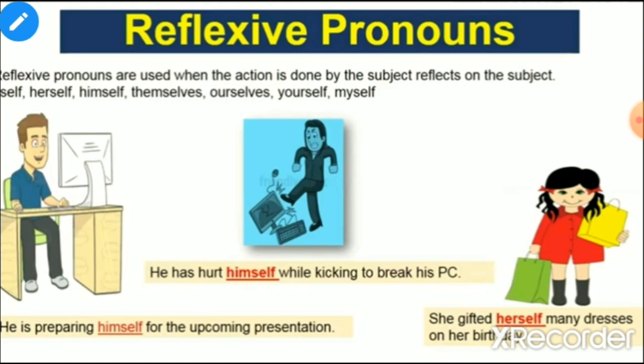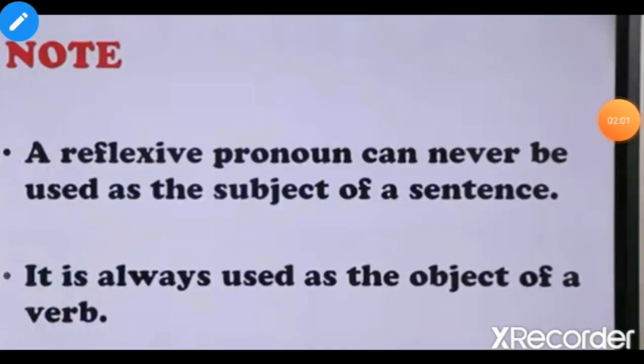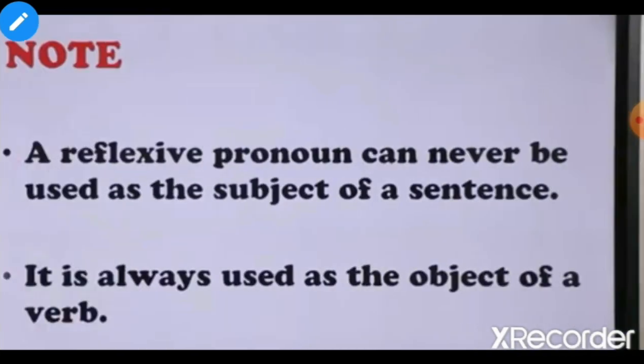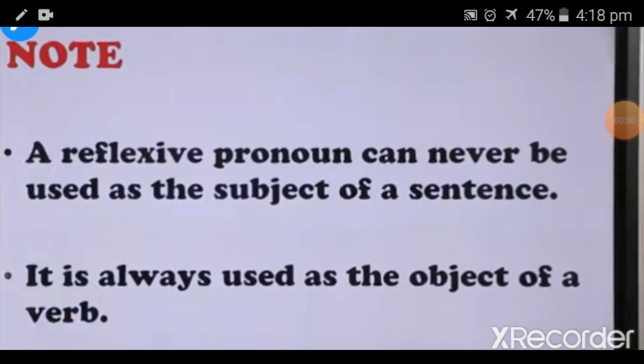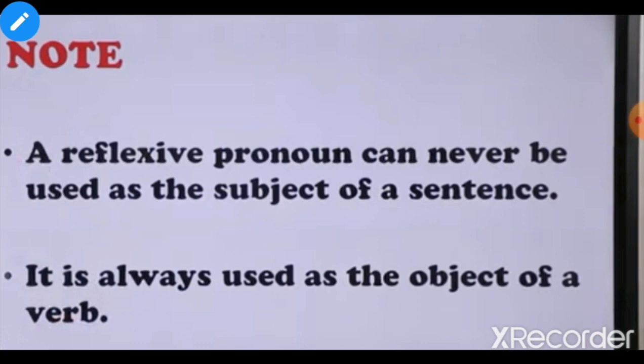Reflexive pronouns are used when the action done by the subject reflects on the subject. Myself, herself, himself, themselves, ourselves, yourself, etc. There are two more important things. First is, a reflexive pronoun can never be used as the subject of a sentence. It is always used as the object of a verb.